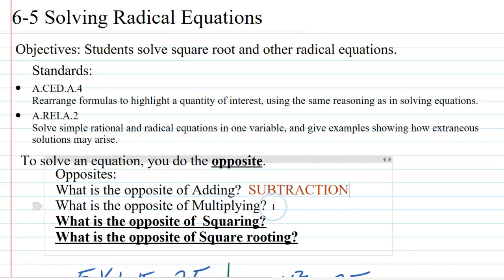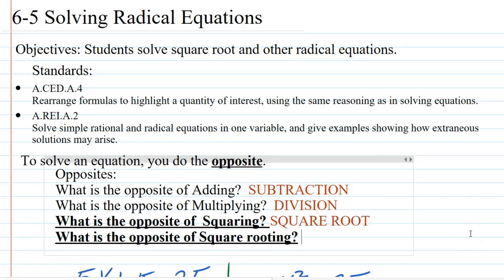What is the opposite of multiplication? Division is the opposite of multiplication. These things people know. That's not an issue. The problem is when I say, what is the opposite of squaring something? You'd be amazed at how many students tell me, well, I'm going to divide. Well, no, the opposite of multiplying is dividing. The opposite of squaring would be taking the square root.